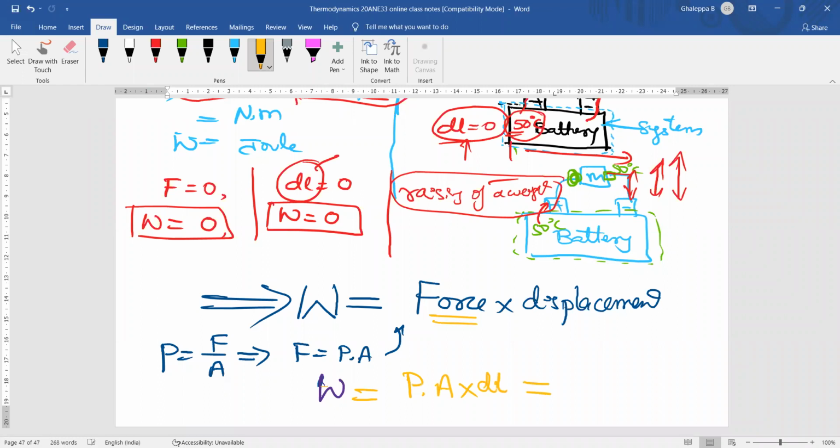Okay, dear students, what is the unit of area? Meter square. Area is pi by 4 d square. Area unit is meter square, and the unit of displacement is also length. Displacement is the change in length, the increase in length over the original length. It is meter. So meter square into meter, if you multiply these two, what do you get? Meter cube.